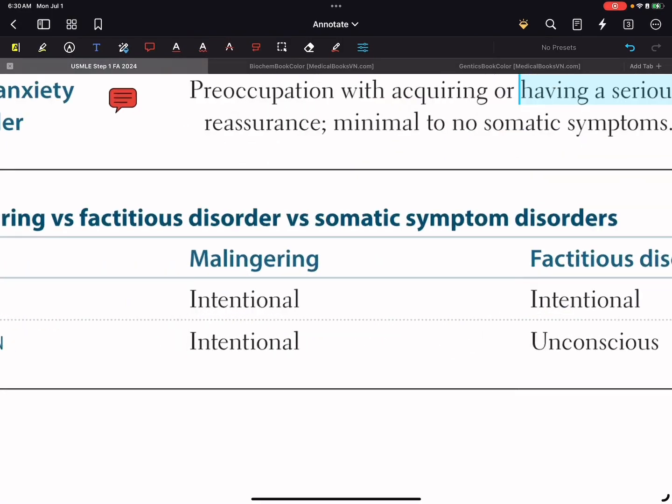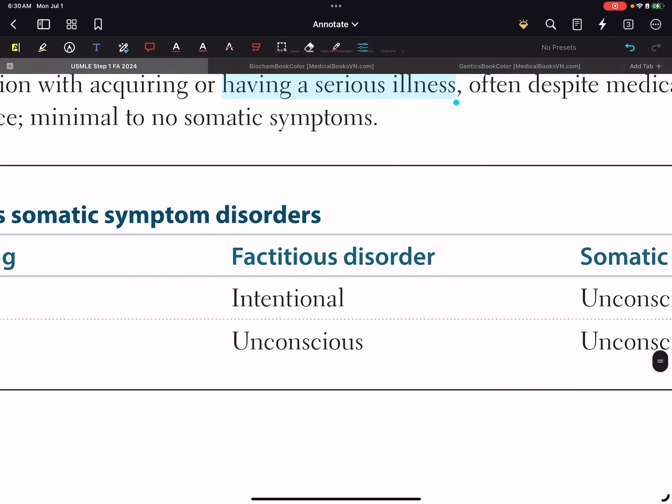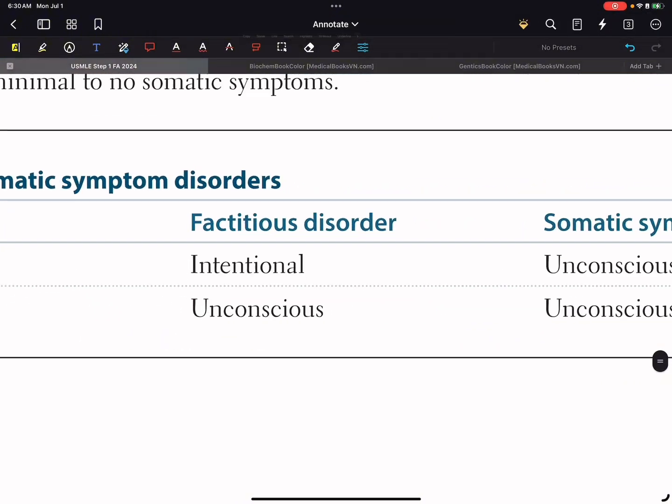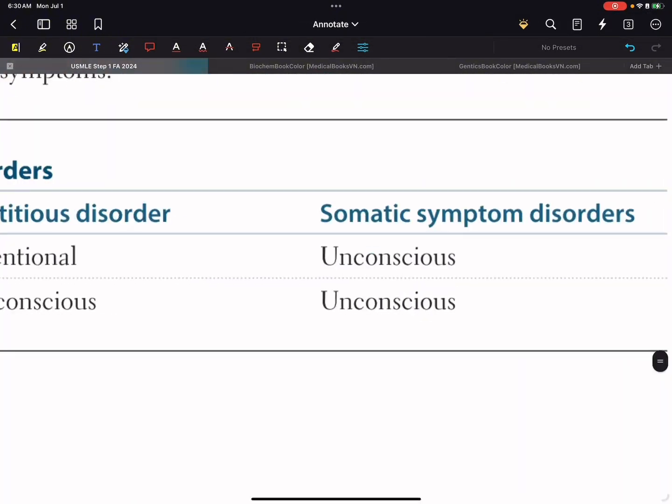Malingering versus factitious: we said that in malingering there is an external motivation, like I want to take a day off work. In factitious disorder, there's no external motivation; they just want to get empathy, whatever. In somatic symptom disorder, there's no intentional symptoms and no motivation.